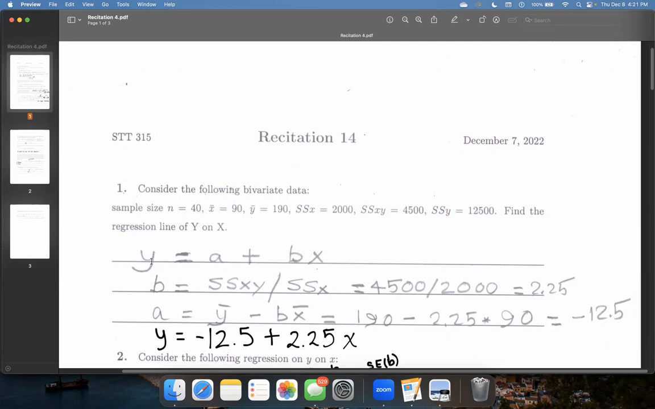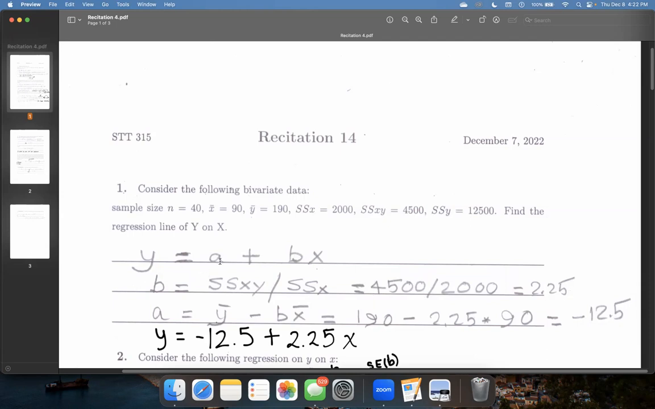So here we have our y equals a plus bx. To find what our b is, we're going to do our sample covariance of xy divided by sample variance of x. So that would be 4,500 divided by 2,000, which gives us 2.25.